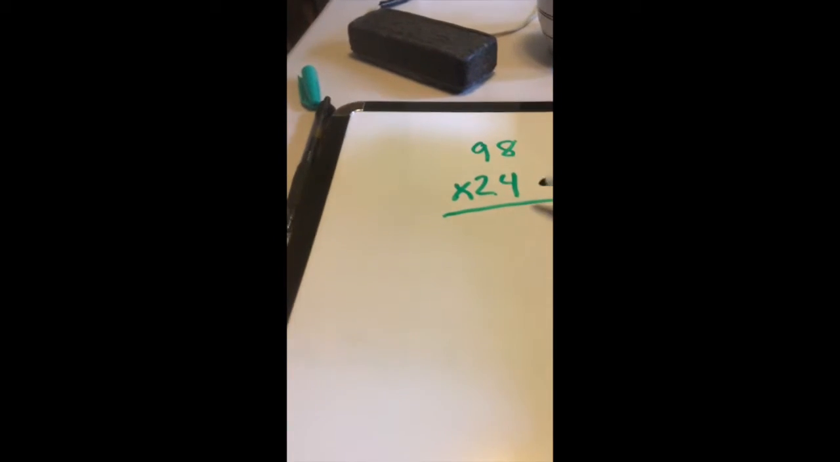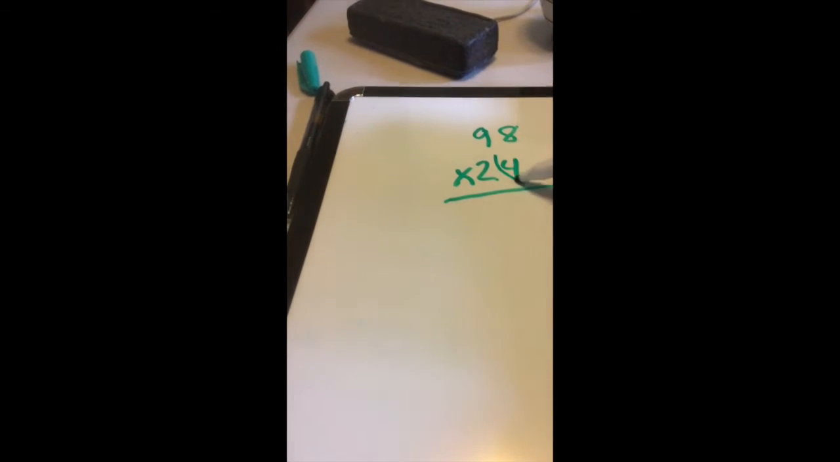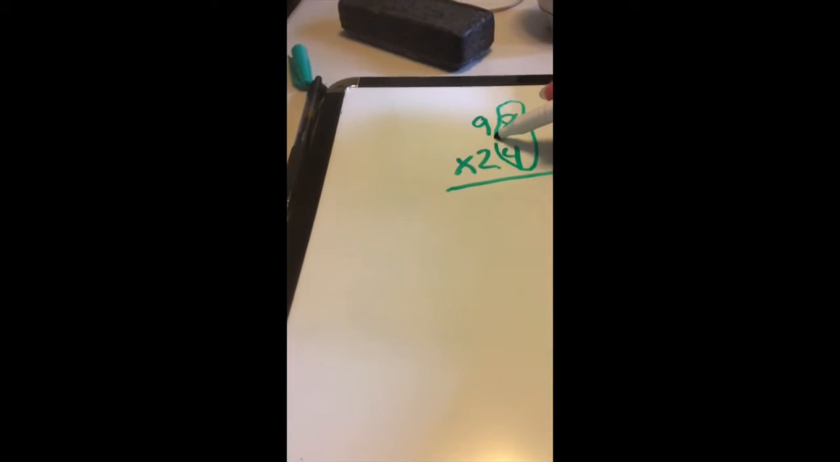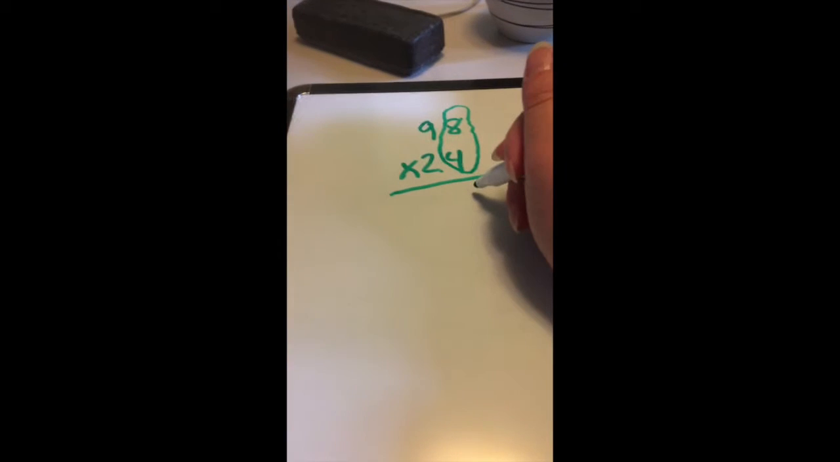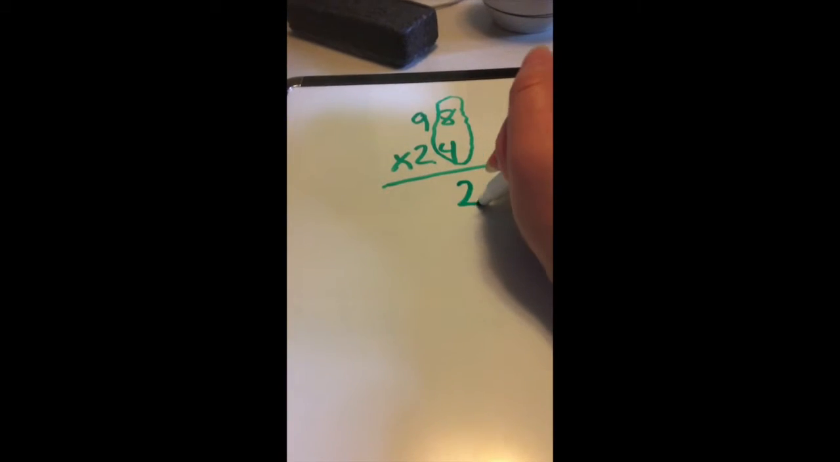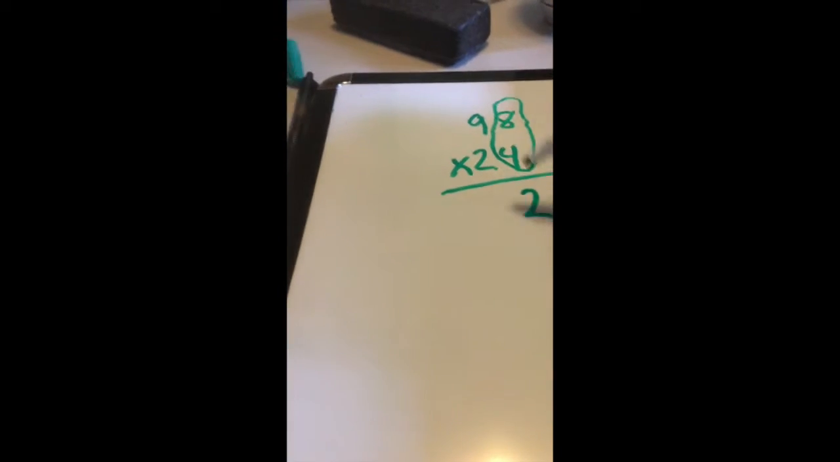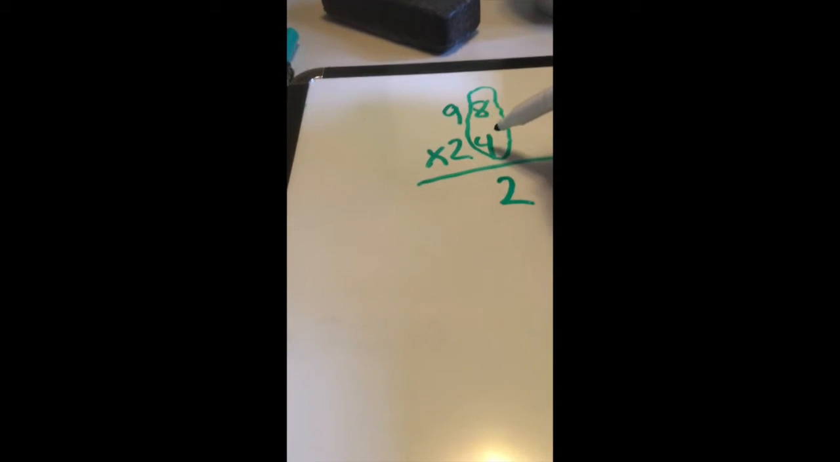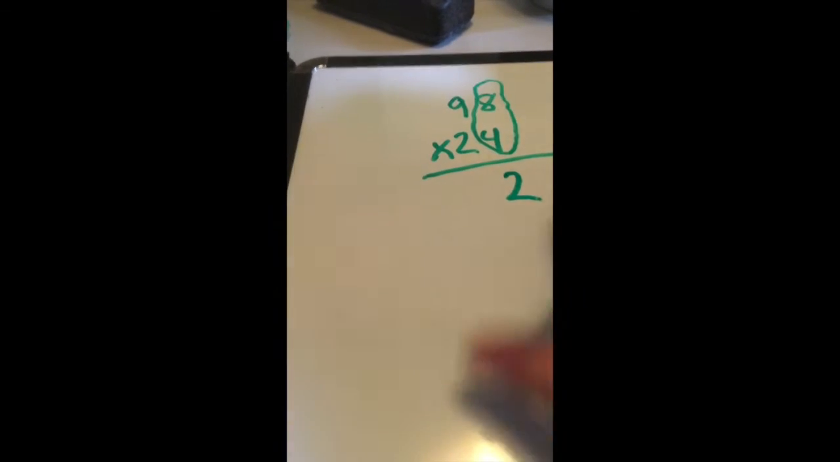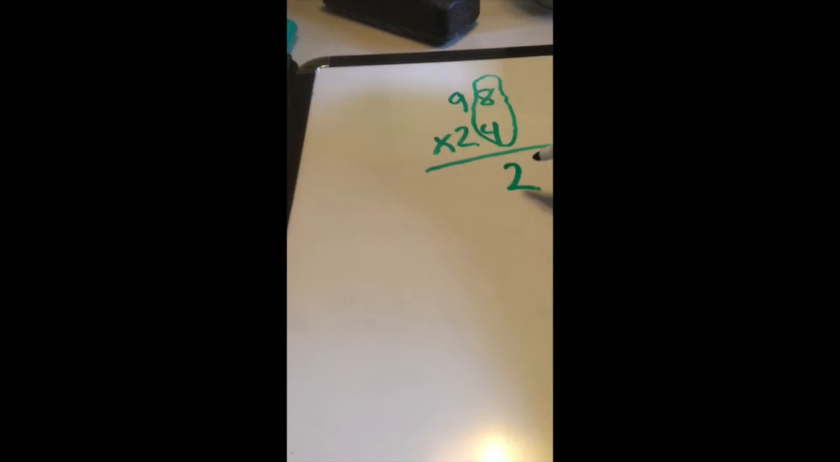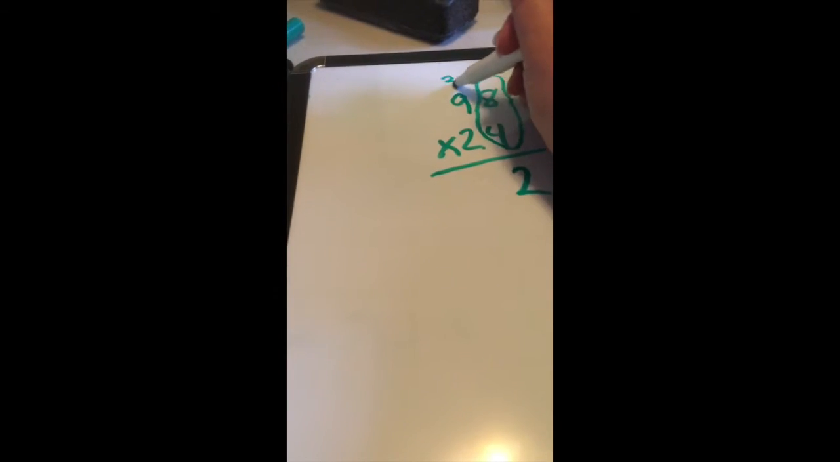So first of all, we're going to do 4 times 8. And 4 times 8 is 32. So we're going to put the 2 down, but we have to carry the 3 because we're only working in the 1s. We only wanted to fill in our 1 spot. So we're carrying the 3 up here.